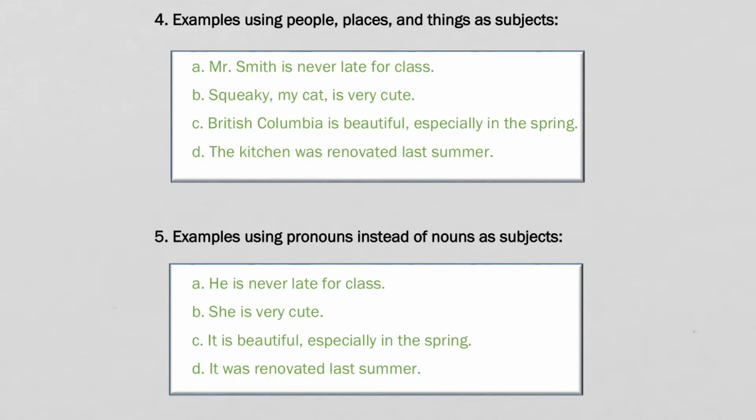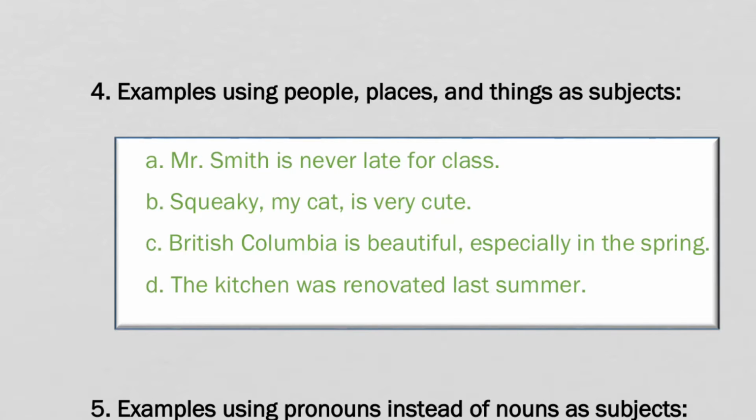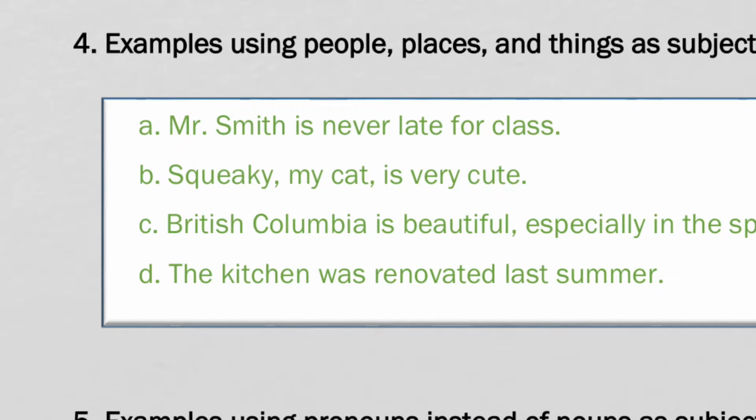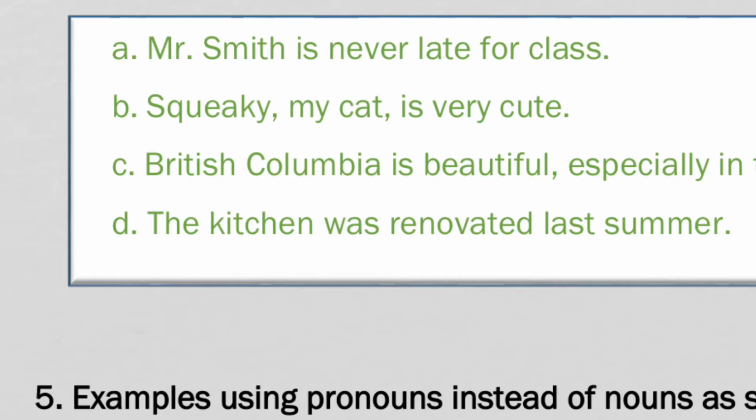Here's my last set of examples for you. First, on the top, we have examples using people, places, and things as subjects. People, places, and things are nouns. So, the first sentence we have is about Mr. Smith. That's a person. The second sentence we have is about Squeaky, and I sort of explained my cat, right? So that's an animal, right? And then we have another sentence here. The third sentence is about British Columbia. That's a place. And then we have a thing with the fourth sentence, the kitchen, right?